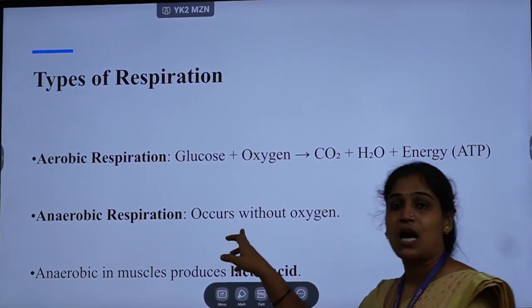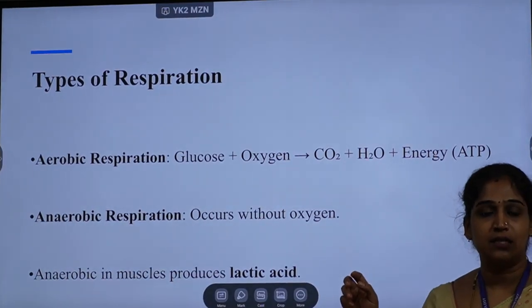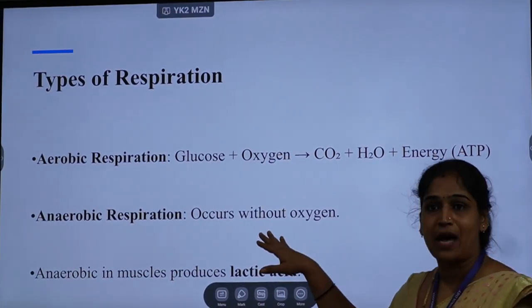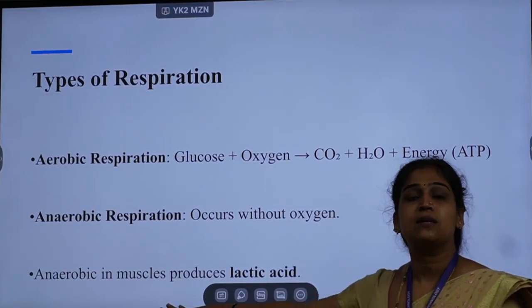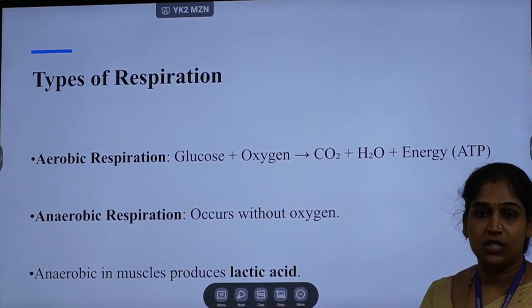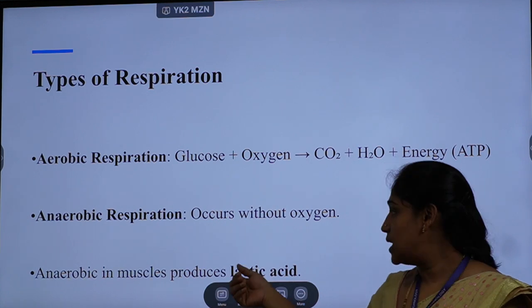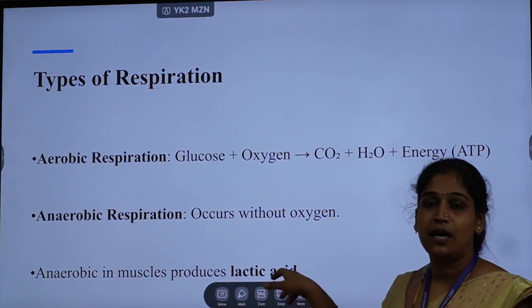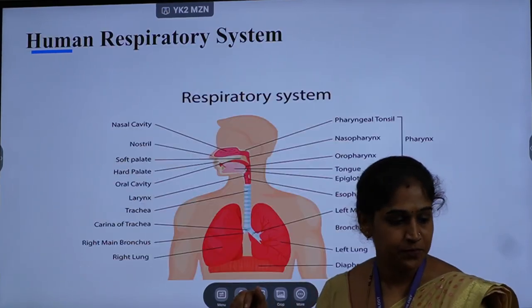Anaerobic respiration occurs without oxygen. There are a few microorganisms, viruses and bacteria which undergo anaerobic respiration. Even human beings sometimes undergo anaerobic respiration during lack of oxygen and also intense physical activity, which generates lactic acid and also the energy being absorbed by the cells.